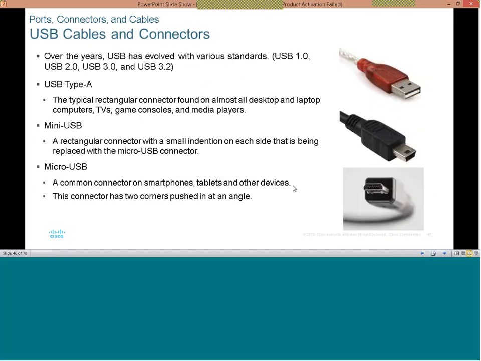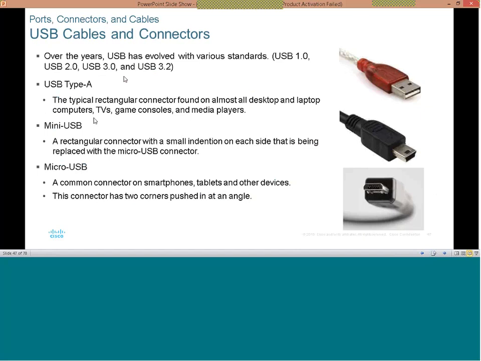Then the USB cables and connectors. So you can see the USB cables and connectors. We talked about this in a previous class. So we have the USB of 2.0, 3.0, USB of 3.2. Of course, this is the evolution of the USB speed and their standard. So if your port is a USB 2.0 or 3.0, it also determines the speed as well. The higher the USB port, the faster the speed.